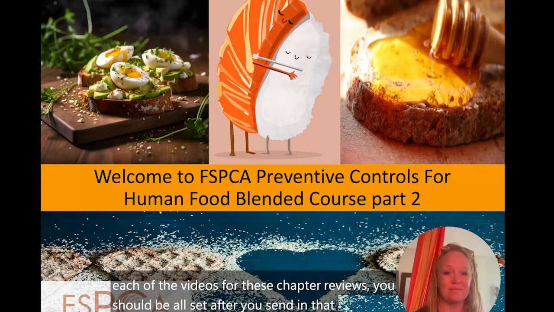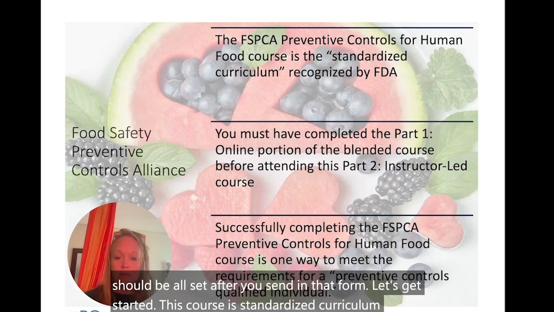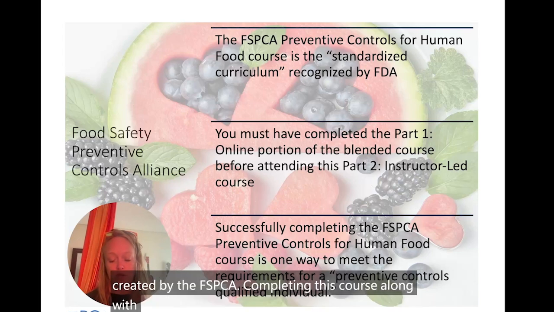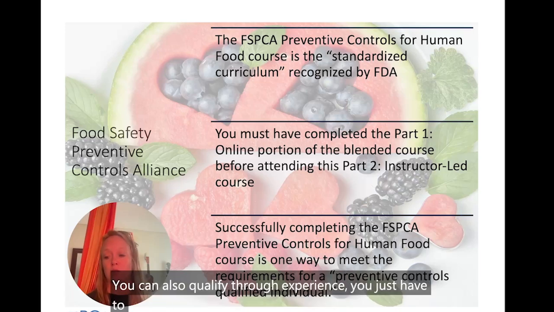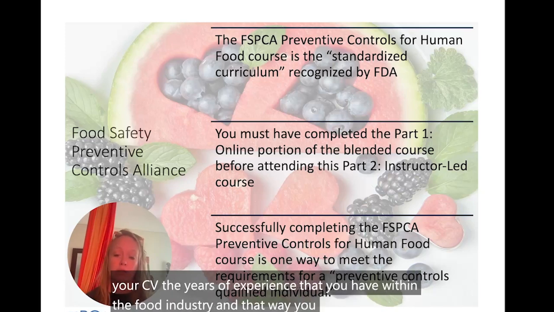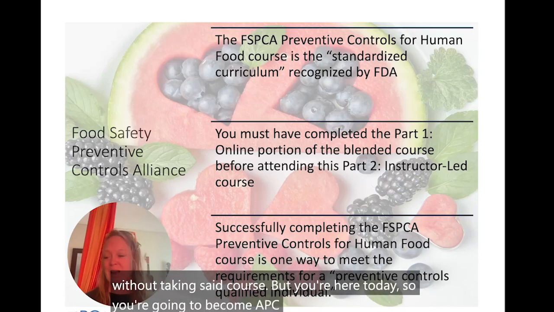Let's get started. This course is standardized curriculum. It's created by the FSPCA. Completing this course, along with part 1, is a way to become a PCQI. You can also qualify through experience. You just have to submit that you understand the regulation, show your CV, the years of experience that you have within the food industry, and that way you can become a PCQI without taking said course. But you're here today, so you're going to become a PCQI this way.